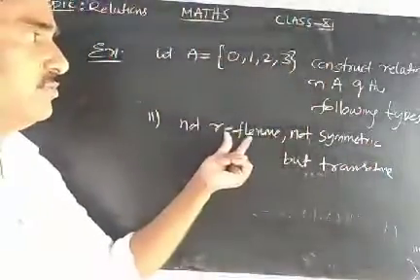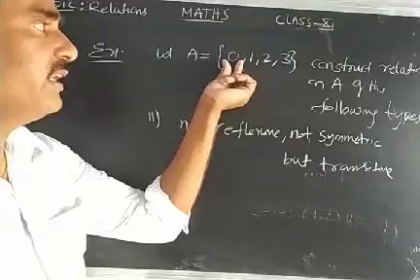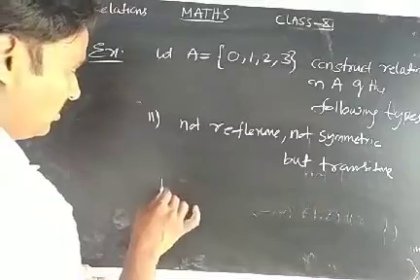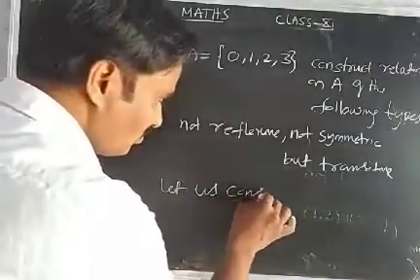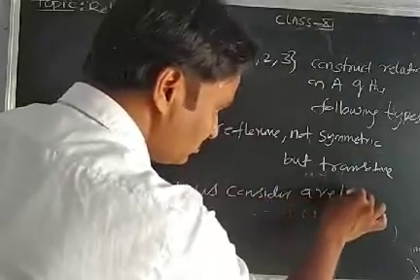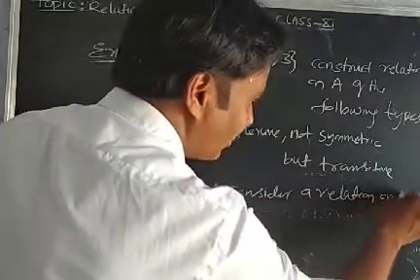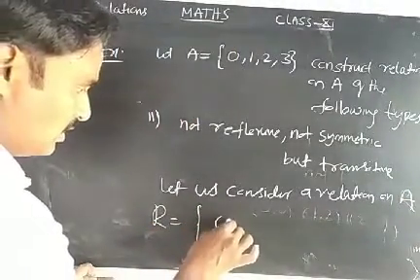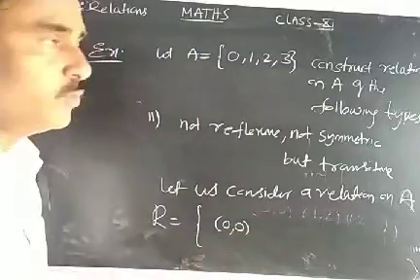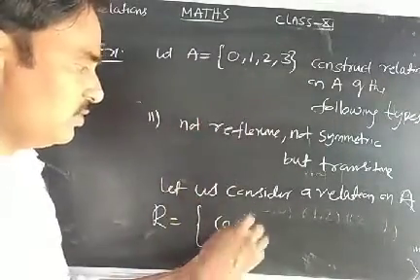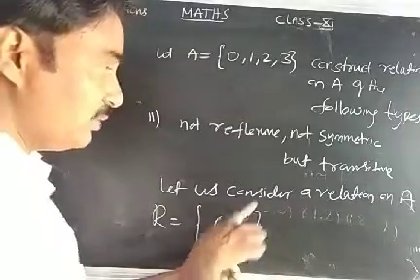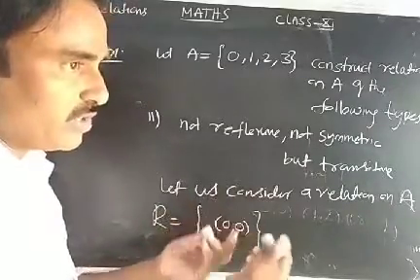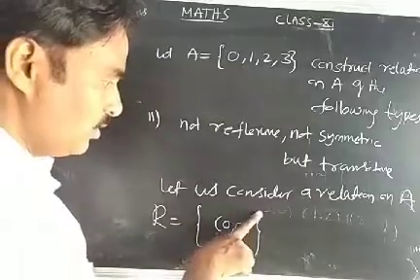It should not be reflexive. It should not be reflexive means if I do not take any one order pair formed with any one of the elements, it is not reflexive. Now let us consider a relation R on A: 0, 0. Okay, now it is not reflexive if I take only one element. Not reflexive but symmetric. This is symmetric. Why? Because there is no order pair to show A comma B belongs to R and B comma A does not belong to R.